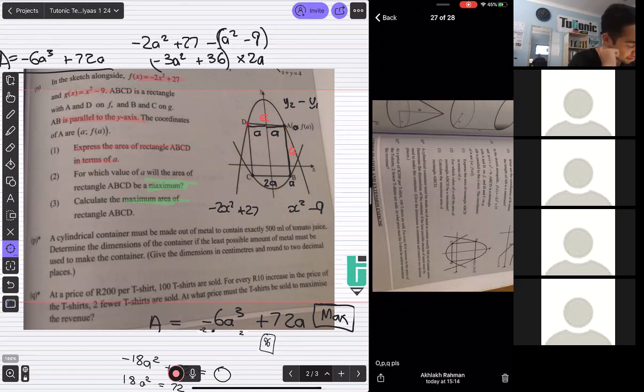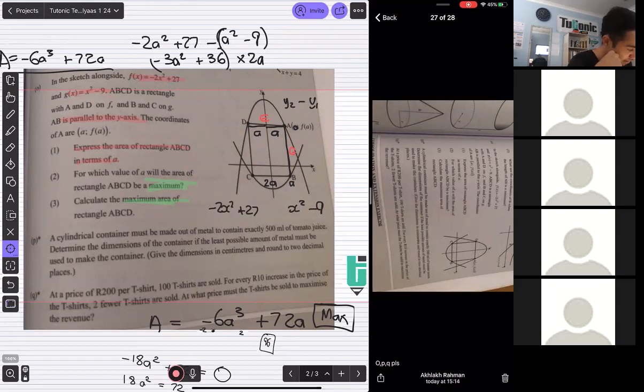Then the length is just going to be the Y value of this graph minus the Y value of this graph, because this is a vertical line. Do you guys see how in lots of questions they use this concept of the vertical line? If you know that with the vertical line, the X values are the same, you just subtract the Y values. The Y values are minus 2x squared plus 27 and x squared minus 9. So you're subtracting those 2 equations.